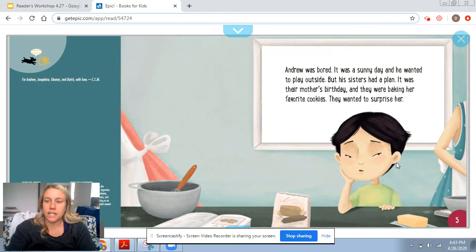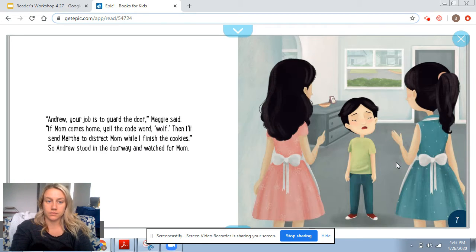Andrew was bored. It was a sunny day and he wanted to play outside, but his sisters had a plan. It was their mother's birthday and they were baking her favorite cookies. They wanted to surprise her. Andrew, your job is to guard the door, Maggie said. If Mom comes home, yell the code word wolf. Then I'll send Martha to distract Mom while I finish the cookies. So Andrew stood in the doorway and watched for Mom.